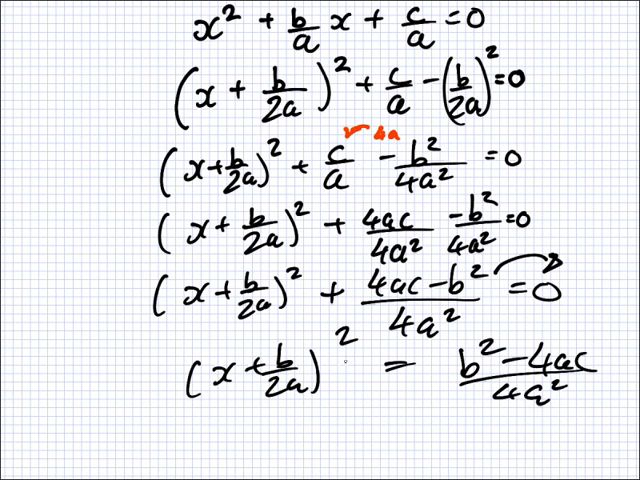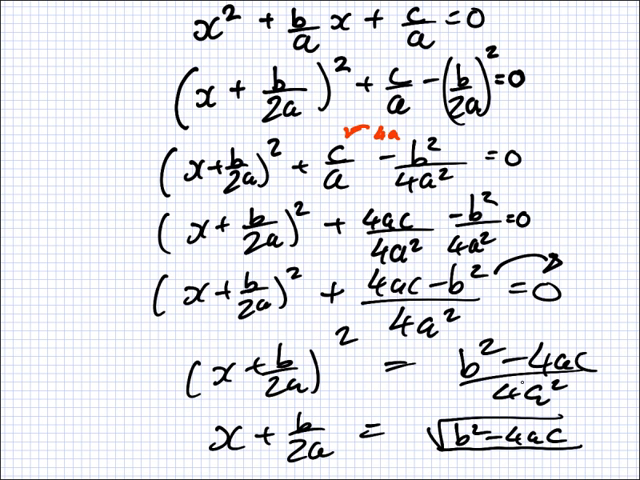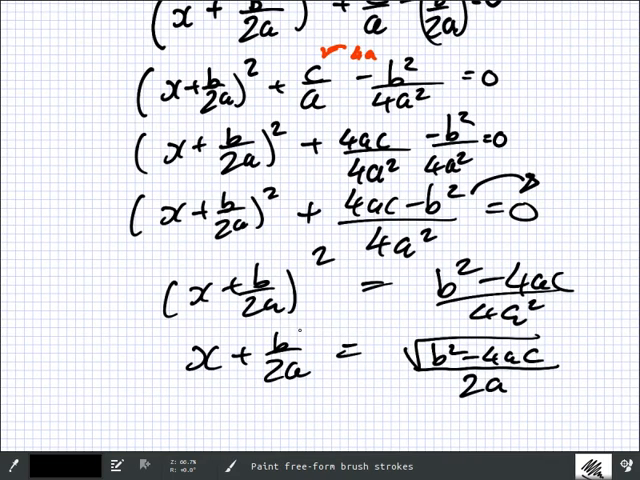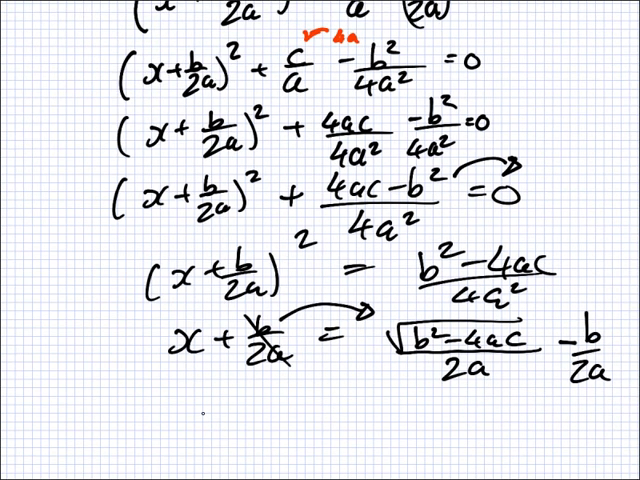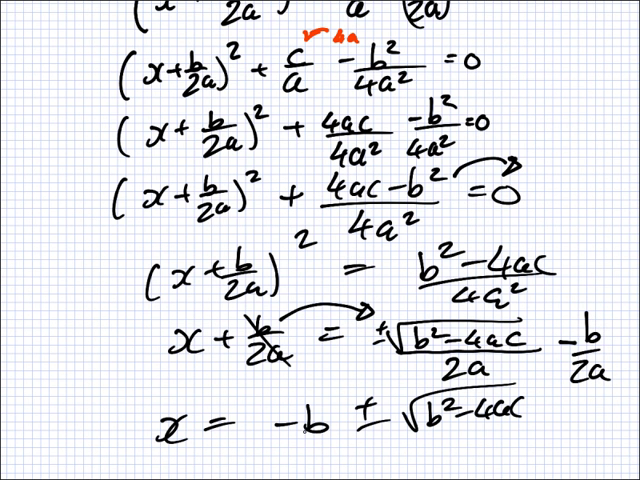Next, what will I do? Square root. x plus b over 2a equals square root of b squared minus 4ac, all over the square root of 4a squared, which is 2a. Now, one line left. When I bring this over to the other side, it becomes minus b over 2a. And because they're both over 2a, I can put them together. So we finish up with x equals minus b, plus or minus, square root of b squared minus 4ac, over 2a.